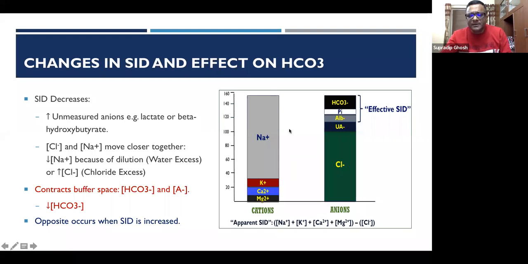So suppose we have an SID which has decreased. This column has decreased in size. To maintain the electroneutrality, what will happen? This will contract the buffer base, the bicarbonate, and this anion side. This side will decrease. This will result in a decrease in bicarbonate. That's what we see: if we have a decrease in the SID, it automatically gives rise to a decrease in the bicarbonate. And the opposite occurs when the SID is increased; there the bicarbonate goes up. I hope it is clear. Otherwise, we can discuss it at a later stage.